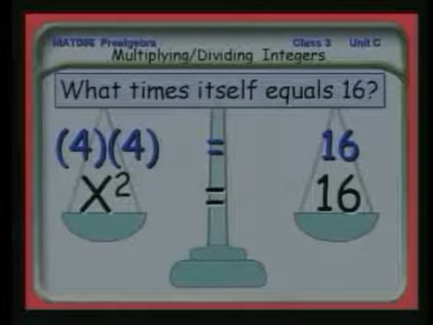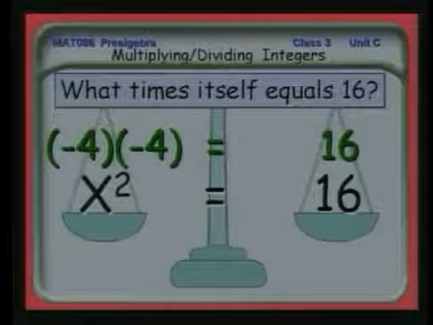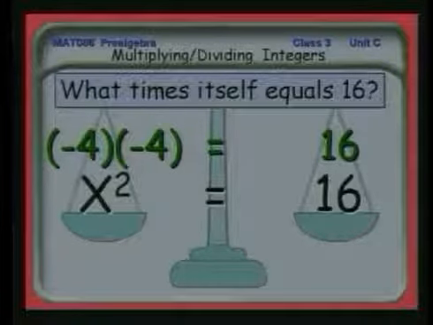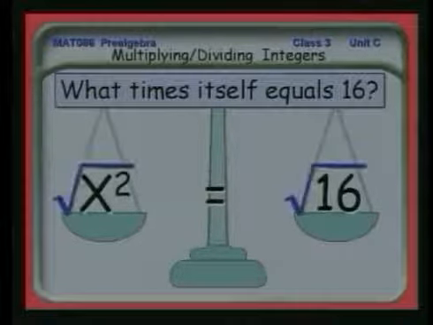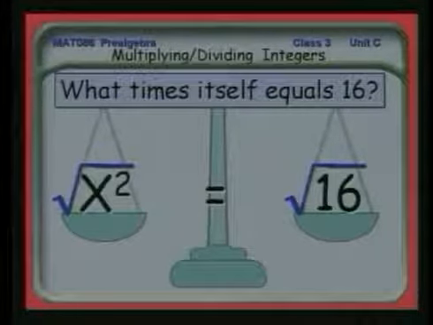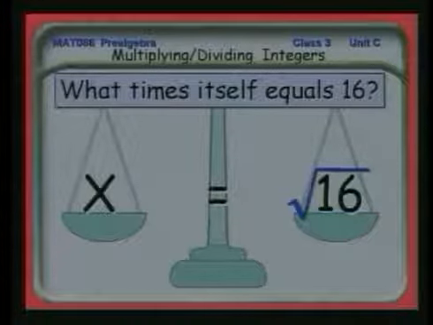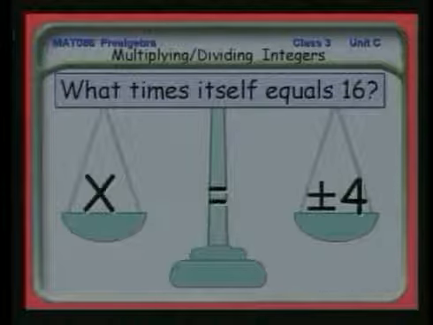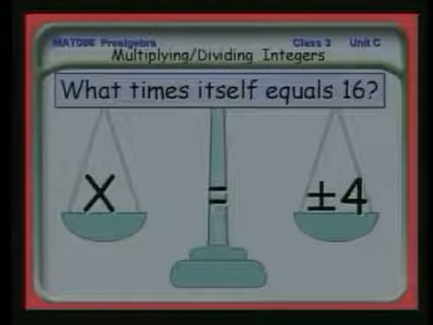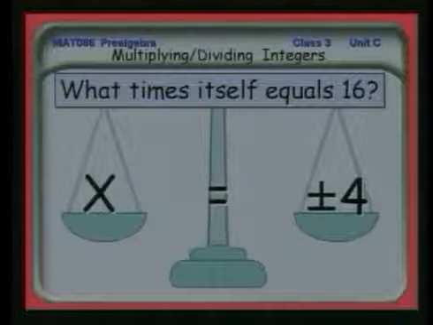It also turns out, if I think carefully about it, minus 4 times minus 4 is equal to 16. So to solve for x, I take the square root of both sides, but I need to be careful because the square root of 16 can be either 4 or minus 4. Remember that 4 times 4 is 16. Minus 4 times minus 4 is also 16.